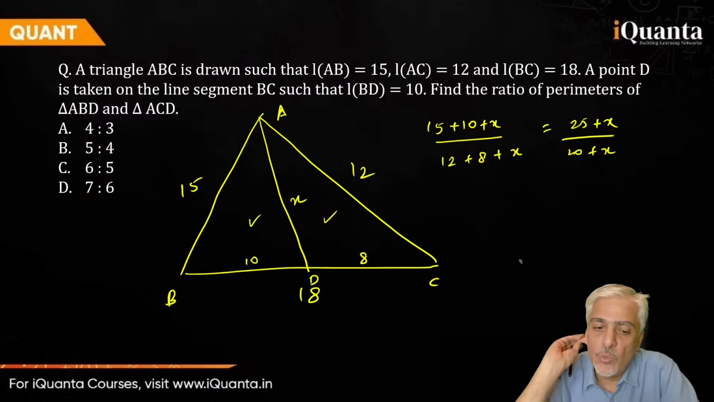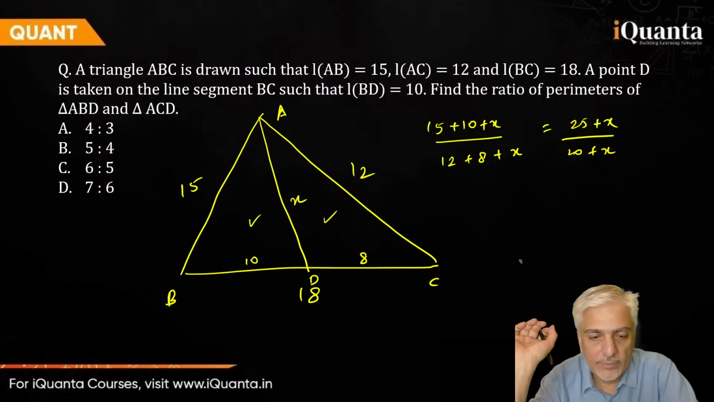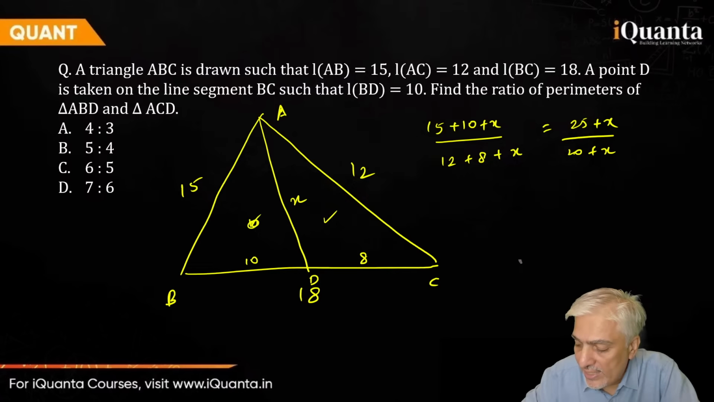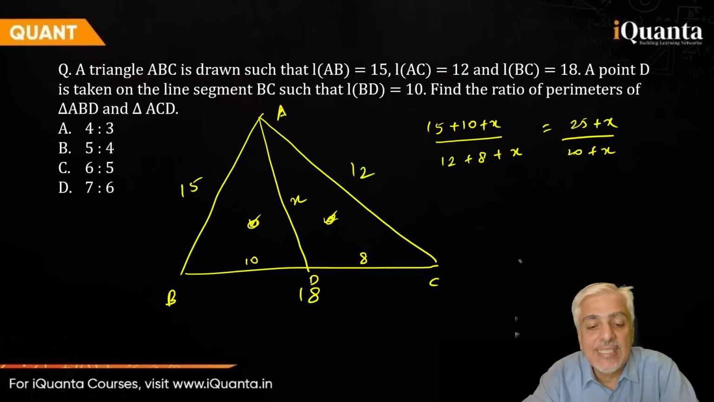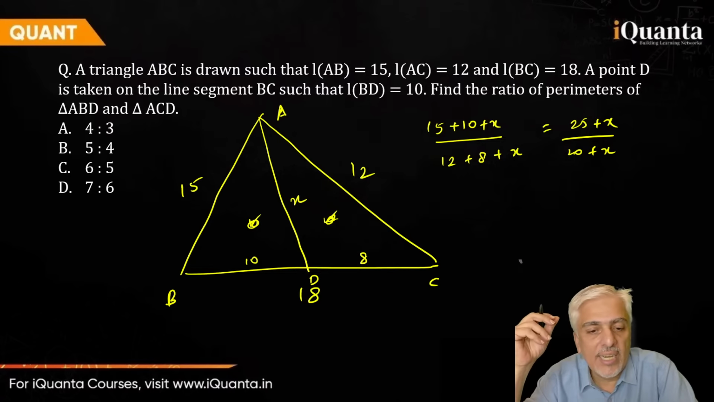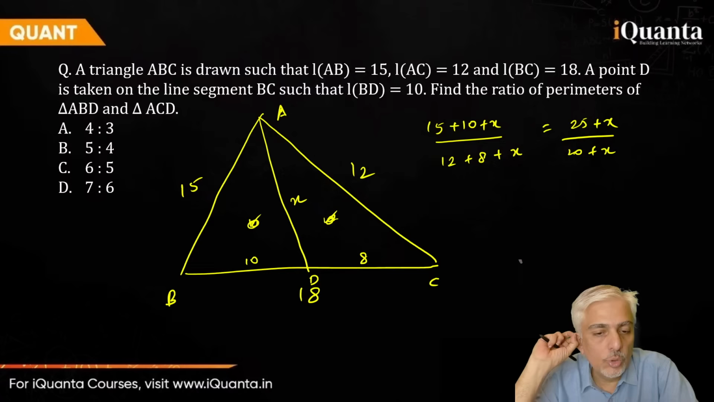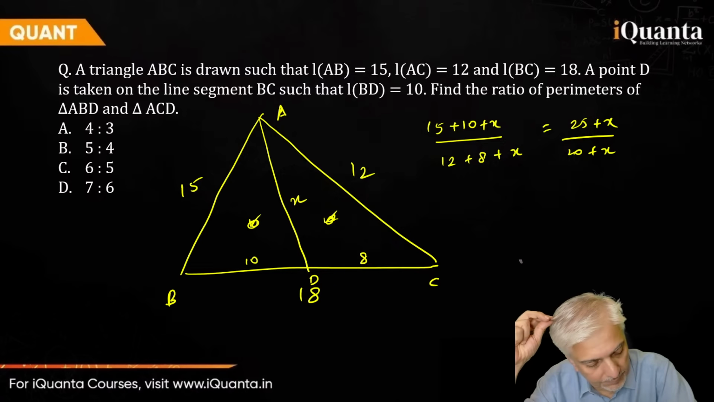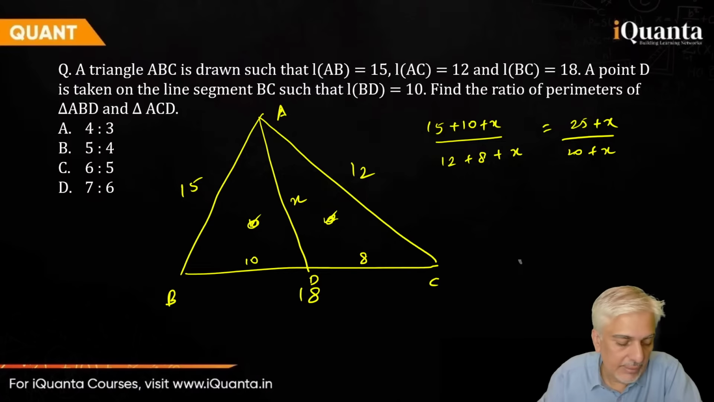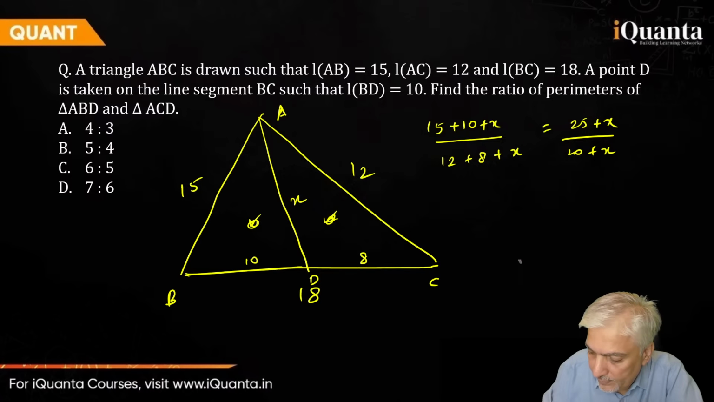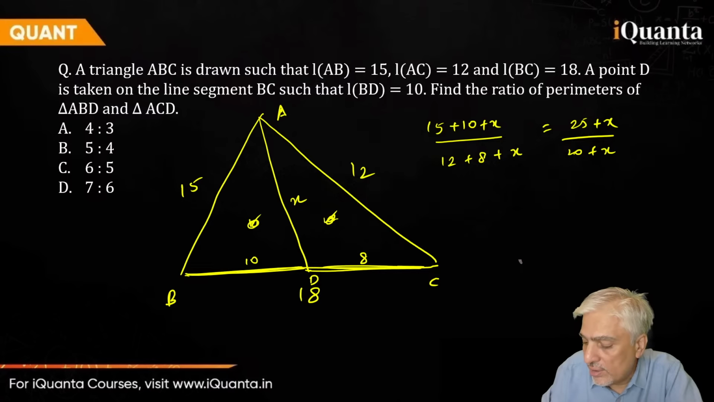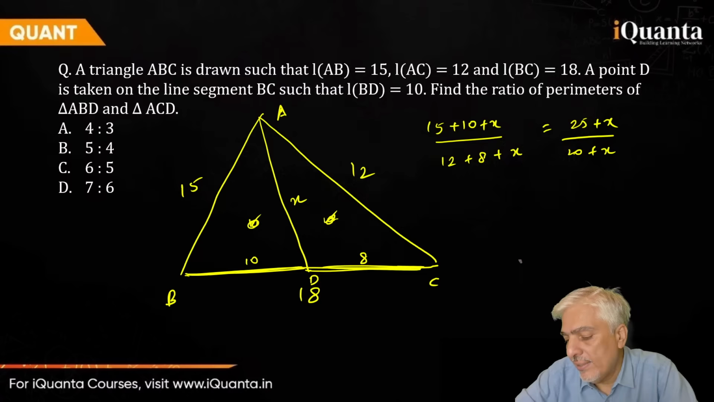Now, pay attention to one more thing. Even before we do that, just listen to me very carefully. Do you agree that both these triangles will have the same height? Both the triangles will have the same height. So their areas will also be in the ratio of the bases. The ratio of the bases will give you the area ratio, 10:8, because the height is constant.